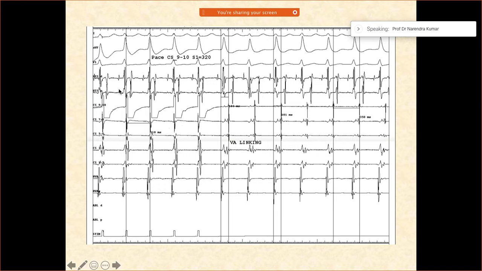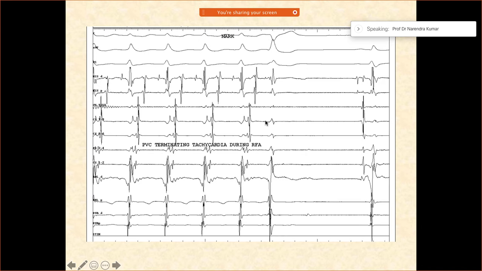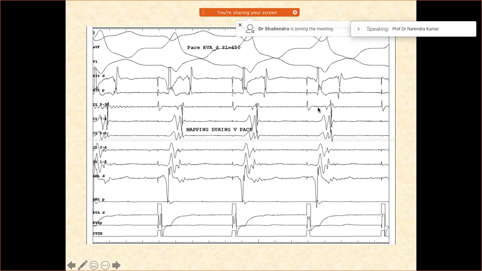So this is what right now you're trying again, to pace from the CS. When you're trying to pace from the CS, what you notice over here is there's VA linking. Over here, what is happening is ablation is going on, and then the tachycardia stops. So do you think it was a successful ablation? No. Why? There's a PVC over here. The PVC came over here, and that is the one which stopped the tachycardia. So don't get fooled by that.